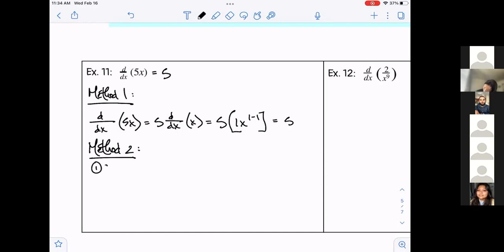Okay. So we do a setup. What is our u in this case? And what is our v? Five and x. Exactly, right? So 5 is u and x is v. All right. What is your du and what is your dv?